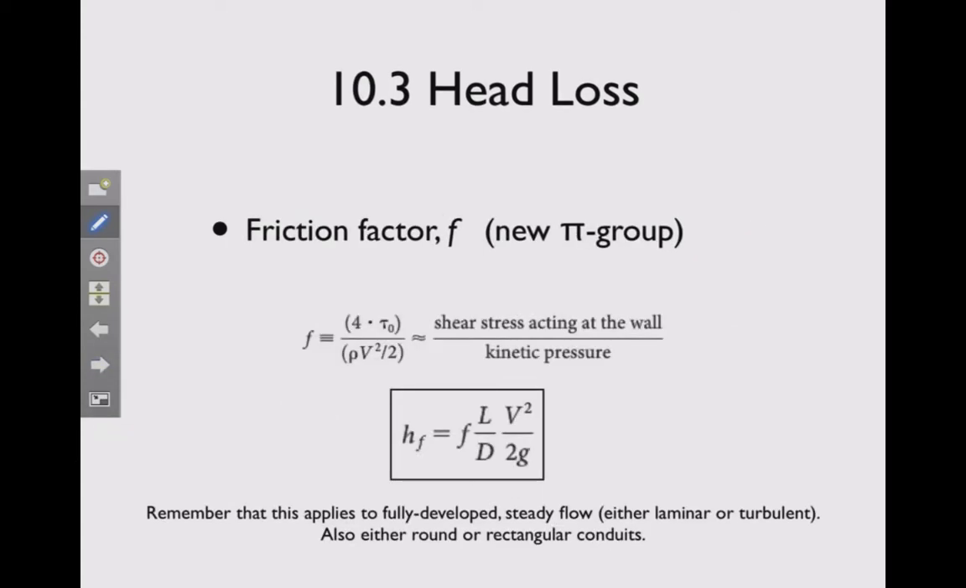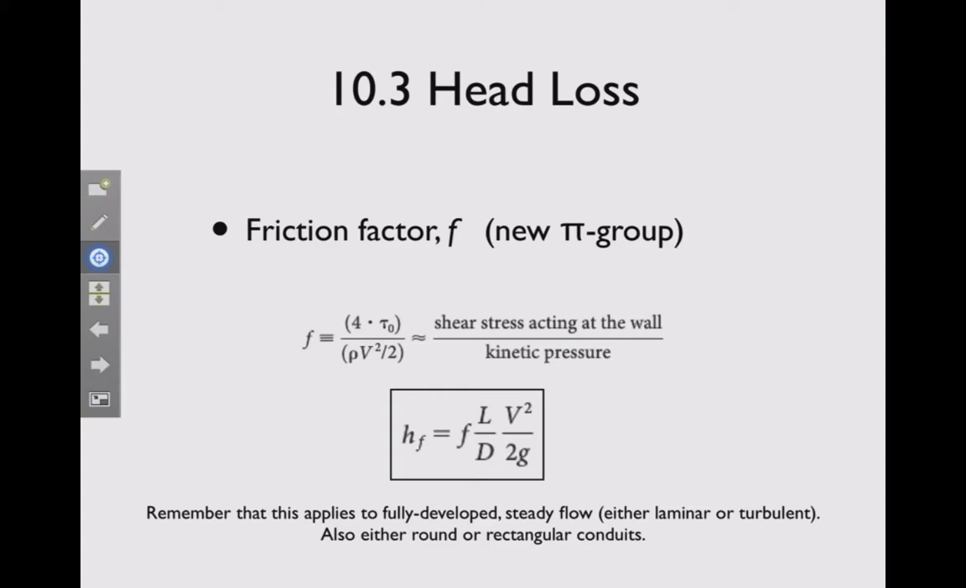So F is defined, the friction factor. This is a new pi group. It's apparently approximately the shear stress acting at the wall divided by the kinetic pressure. And this is the equation that we get for the head loss in a conduit. We have to determine F, and if we know the length of the pipe divided by the diameter and the velocity in the pipe, we can determine the head loss.